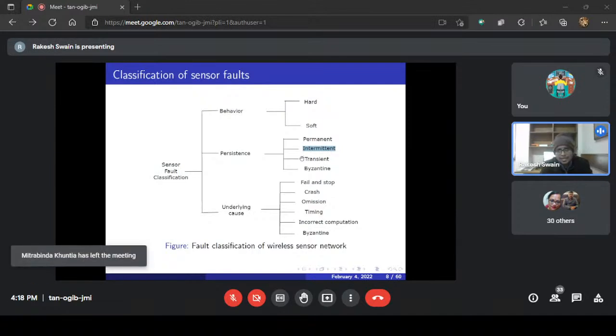And then go to the transient. Here, the intermediate, transient, and Byzantine faults are the dynamic fault nature. The permanent fault is static; its nature will be fixed. The intermediate and transient are the dynamic type faults.